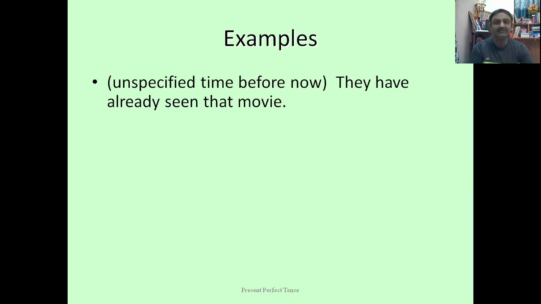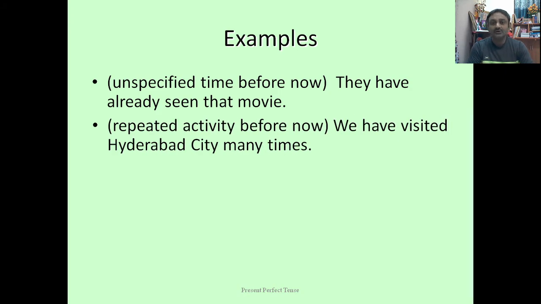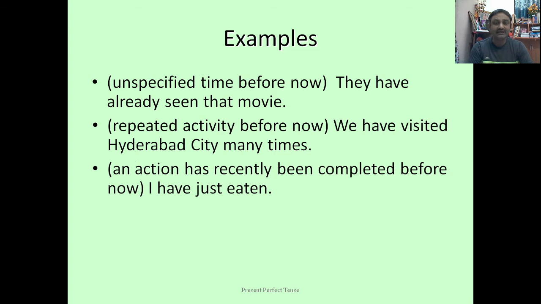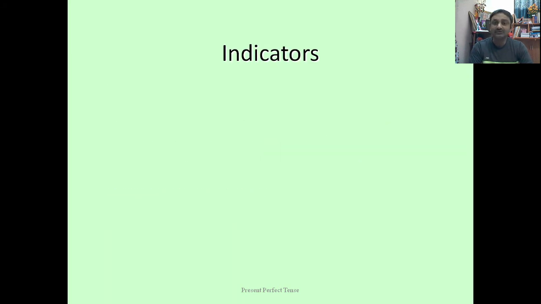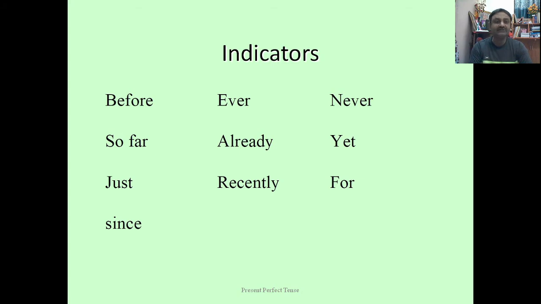So examples: they have already seen that movie. Unspecified time, before now. Repeated activity, before now. The example is, we have visited Hyderabad city many times. An action has recently been completed, before now. I have just eaten. Action not completed in the past. I have studied Russian for many years. Now the indicators are before, ever, never, so far, already, yet, just, recently, for, since.